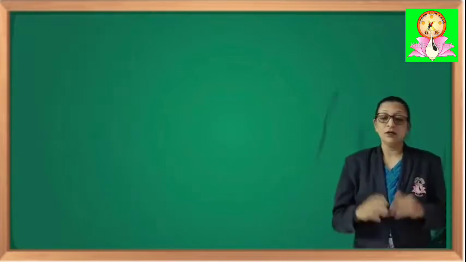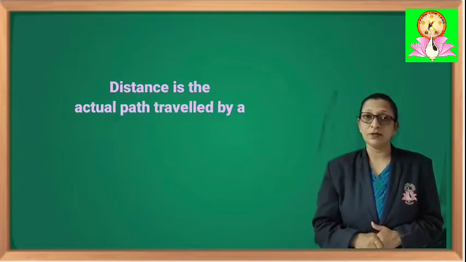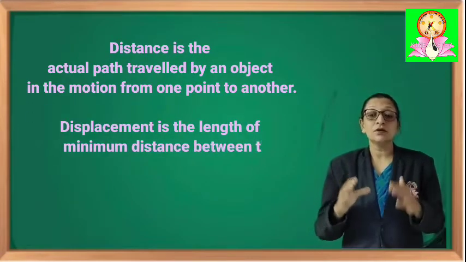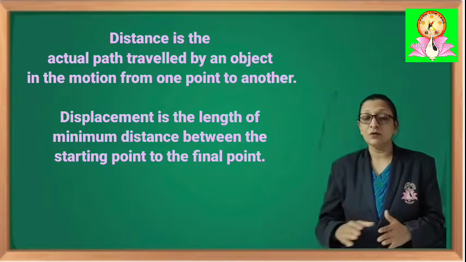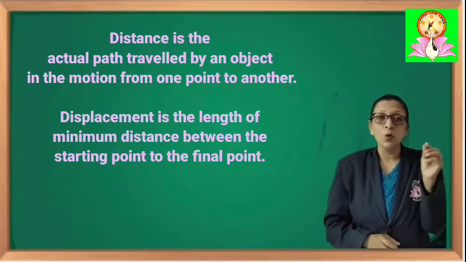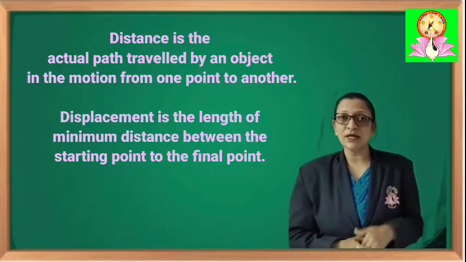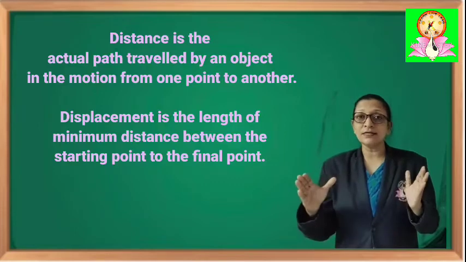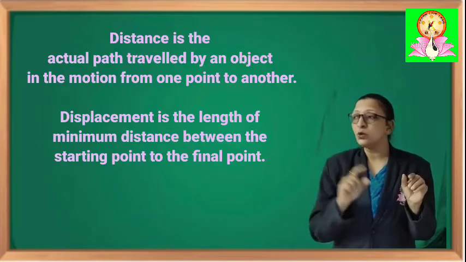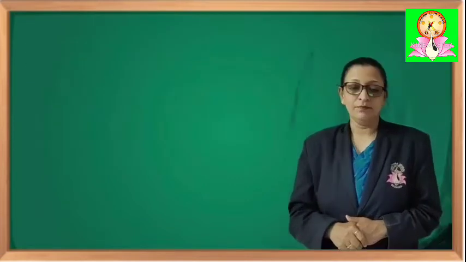Now dear students, here are the definitions of distance and displacement. Distance is the length of the actual path travelled by an object which is in motion when it is going from one point to another point, while displacement is the shortest distance covered by an object from the initial point to the final point, as we have seen in the previous example.